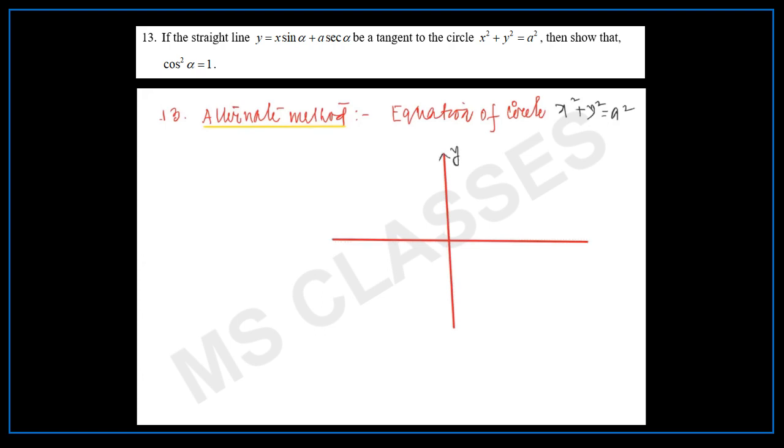Now this is y, this is x, this is x prime, this is y prime, and this is the origin. Now this is a circle whose center is the origin, radius is a. Now if any line touches this circle, then it is definitely a tangent. This is a point P (x1, y1).